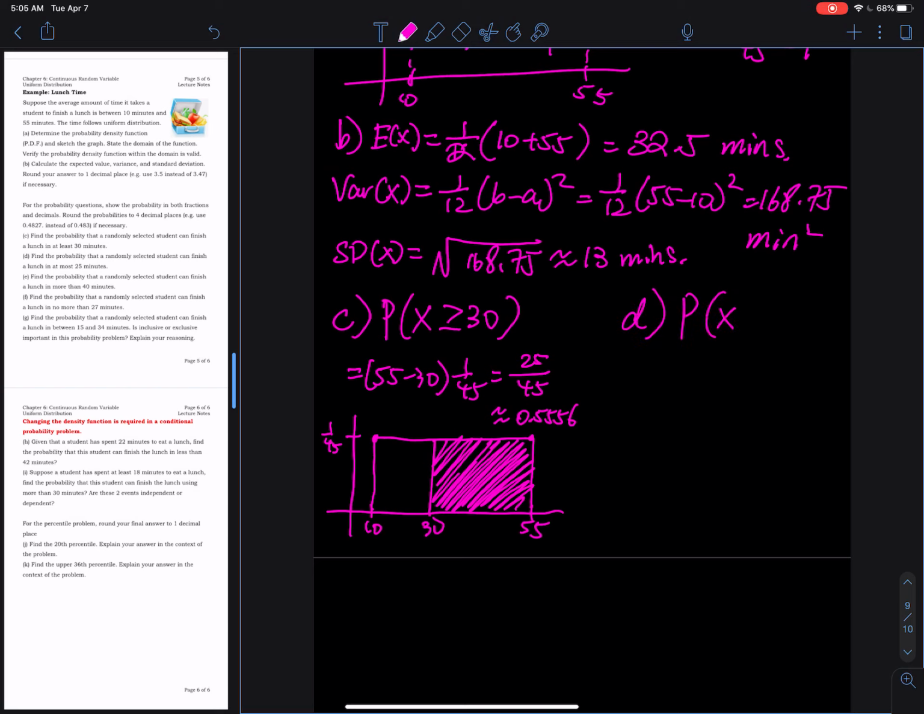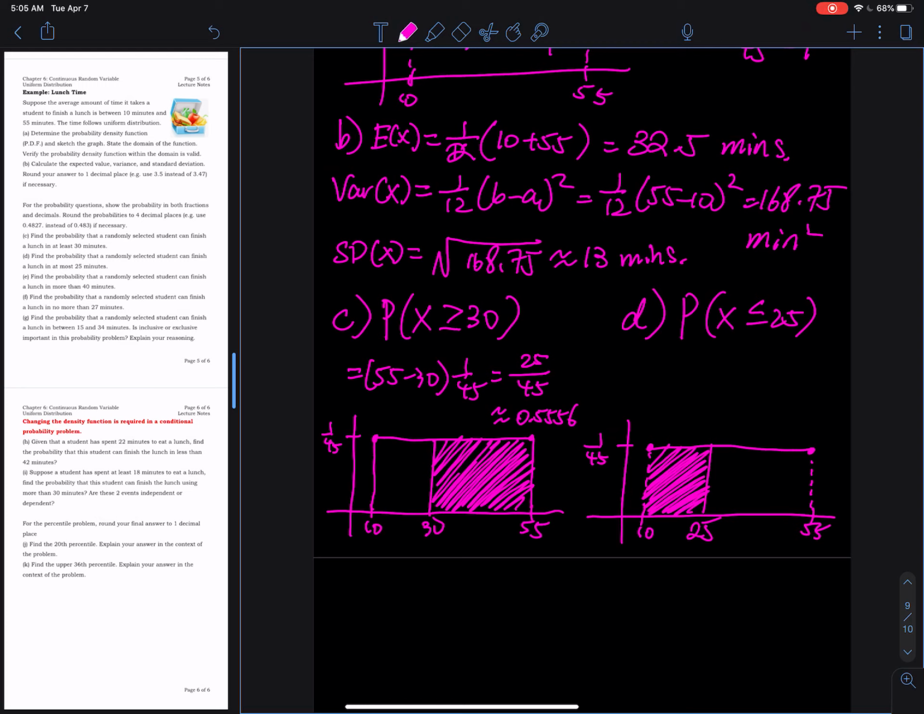Okay? And then D is at most 25. So probability at most means the maximum is 25. So you have this from 10 to 55, and then this is 1 over 45. All right, 25, and then less than or equal to, we have that. Okay, and then what do we have? We have 25 minus 10 times 1 over 45. That is 15 divided by 45, which is 1/3, right? 0.3333.